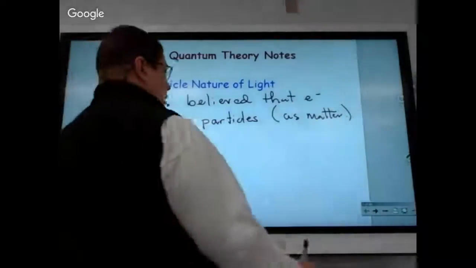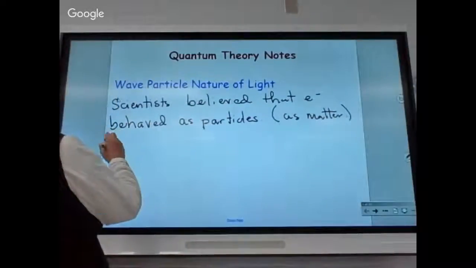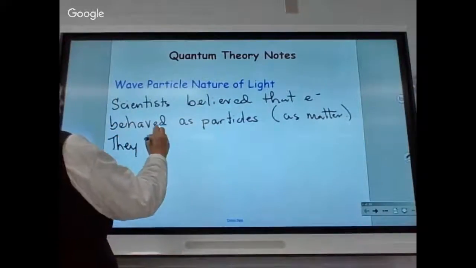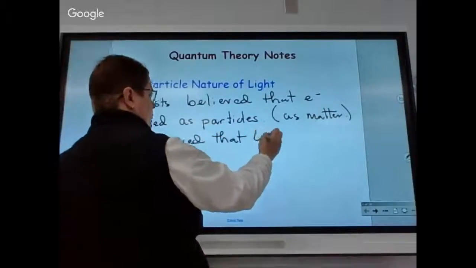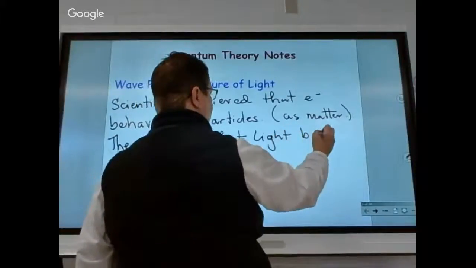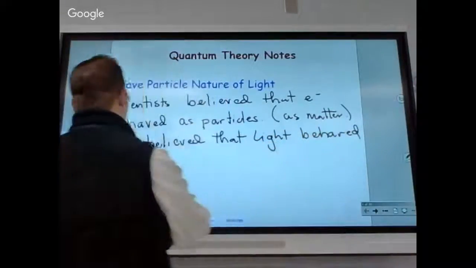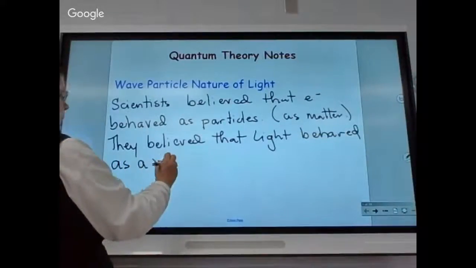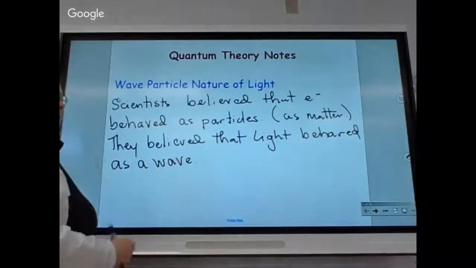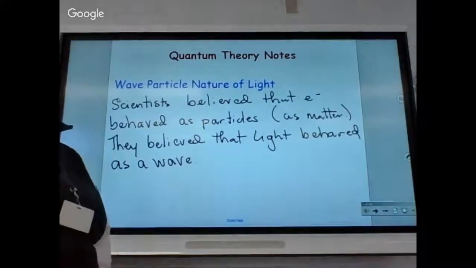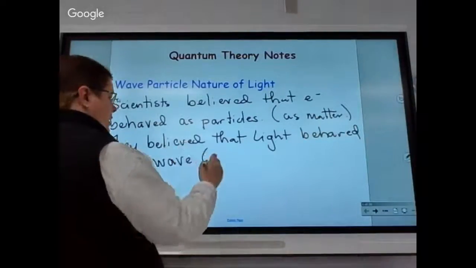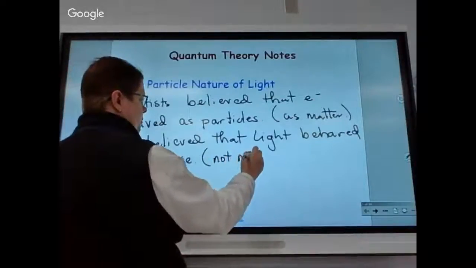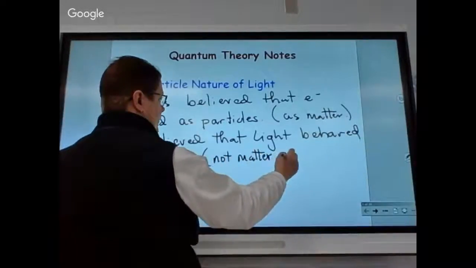All right? Now, at the same time, they believed that light behaved as a wave. Okay? Now, hopefully you remember a little bit about waves, but if you don't, it's okay. That's all part of our discussion for after the assembly, because most of you probably don't remember a great deal about that. Waves are not matter, okay? They're energy.